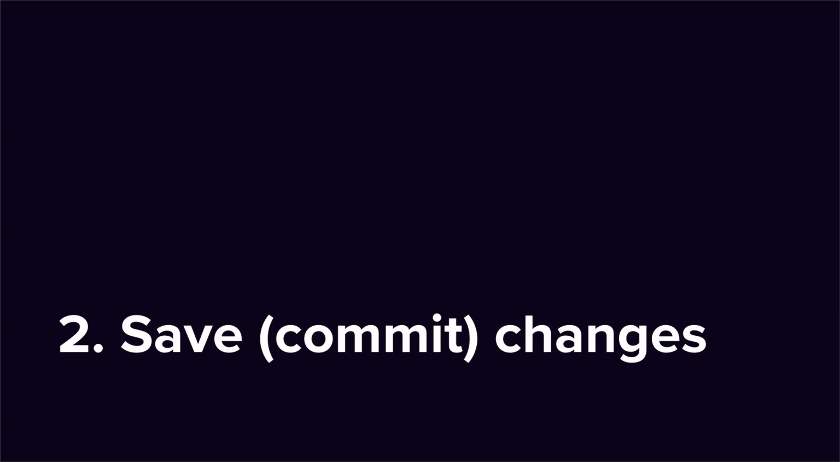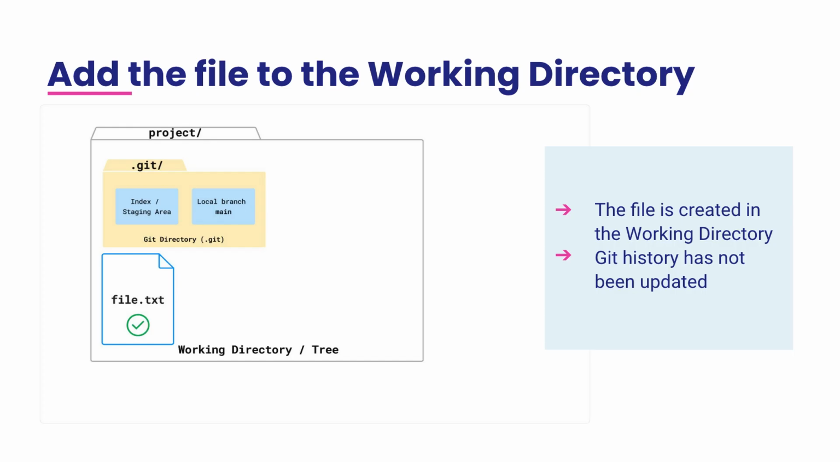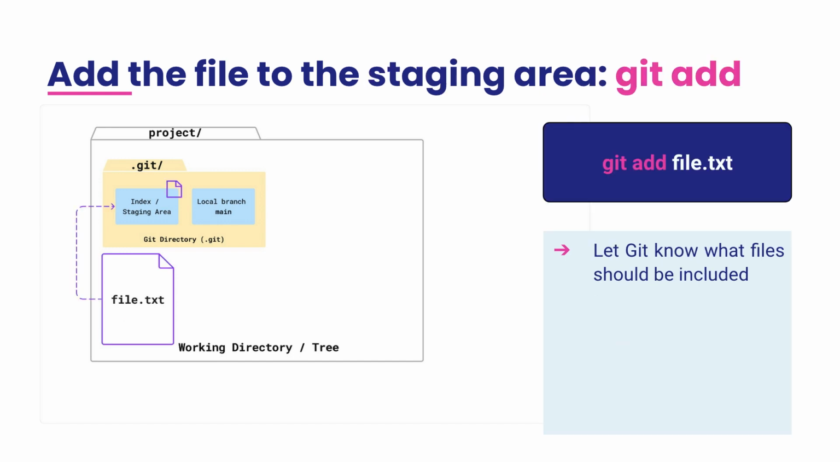Next, let's create a new file called file.txt. Now this file is added to the working directory. Please note that at this stage, the Git history has not been updated yet. The command git add is used to inform Git about the files that should be added to the staging area and included in the next commit. In this case, the file.txt is specified. This process allows for better control and organization of changes before they are permanently recorded in the Git repository.